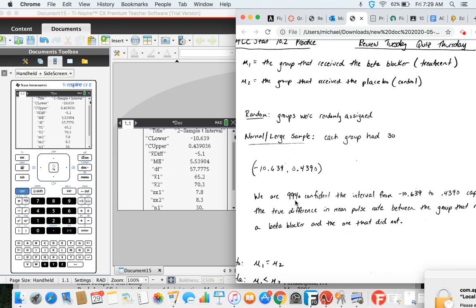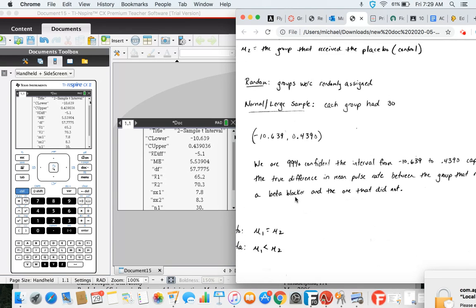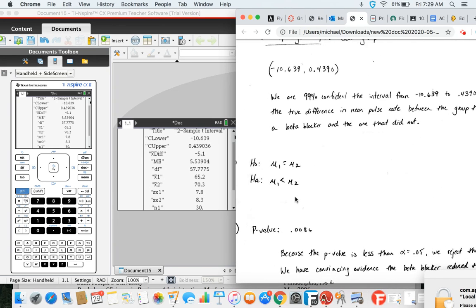Okay. Now, if there was a question here that said something like, do we have convincing evidence that there really was a difference? Well, at this point, our answer would be no, we don't have convincing evidence. And the reason for it would be because 0 is included in this interval. Okay. Now, the reason why we don't have evidence in this case is because we're doing so with a 99% confidence interval.